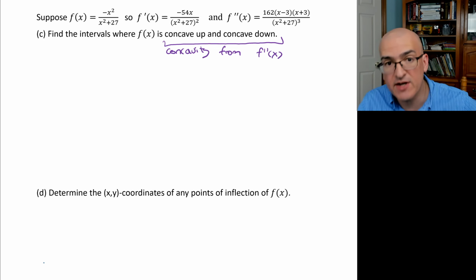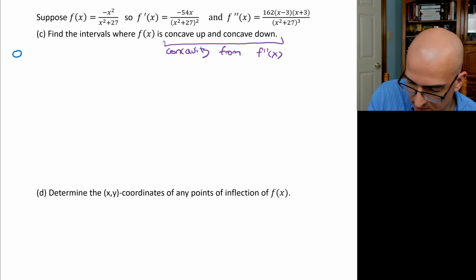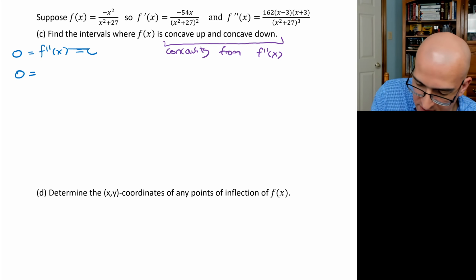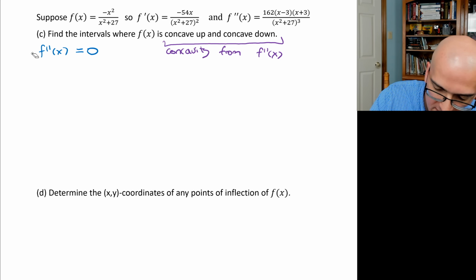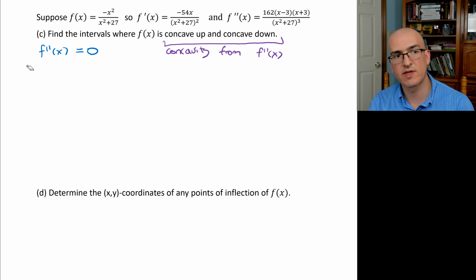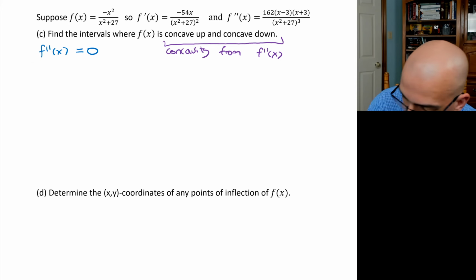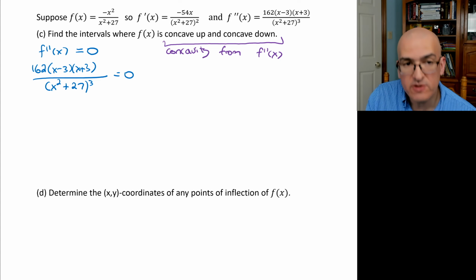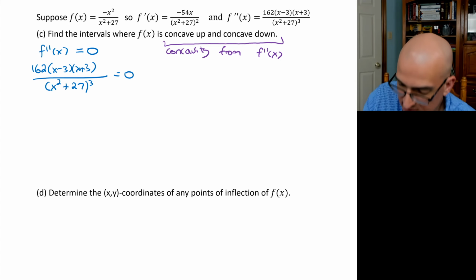So here we set the second derivative equal to 0. I'll say f double prime of x equal to 0. It doesn't matter which is on the left and the right, but I'll be consistent with the last page. So we have 162 times x minus 3 times x plus 3, all divided by the stuff that's downstairs, x squared plus 27 all cubed, equals 0. And we also have f double prime does not exist.